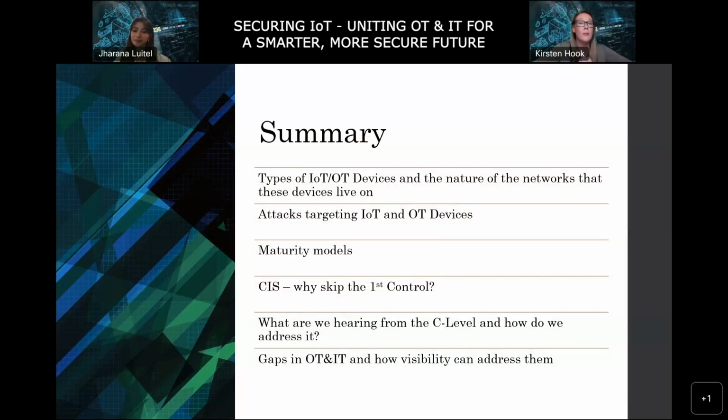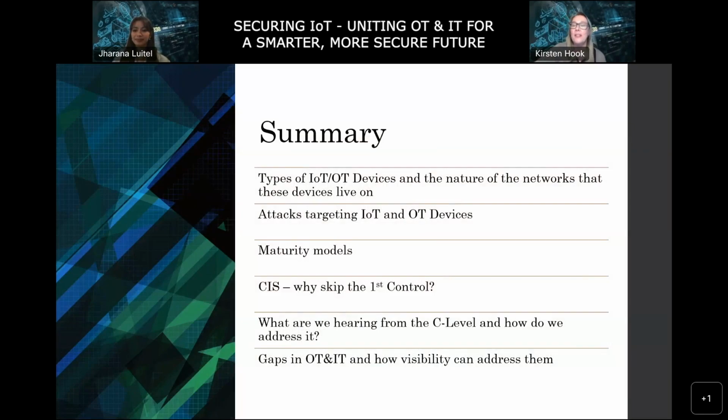So to summarize, we talked about IoT and OT devices and the nature of the networks that these devices live on. We talked about attacks that targeted specifically IoT and specifically OT devices. We showed a maturity model. We talked about the CIS steps. Why skip the first control? This is one of my constant complaints.